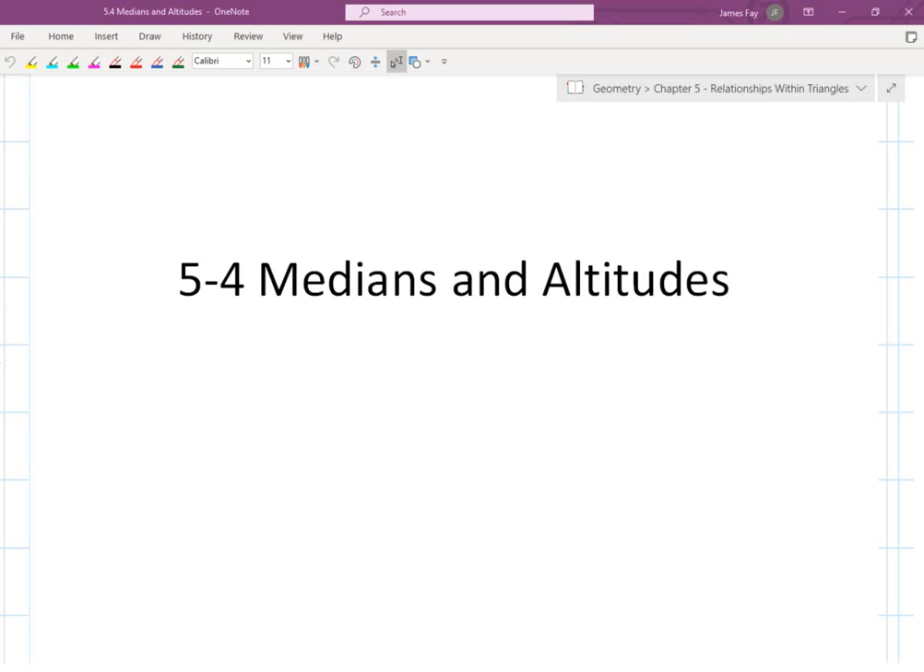Twice, yes. We need to talk about medians. That's what we're going to do. Because it says medians and altitudes. So we talked about medians.